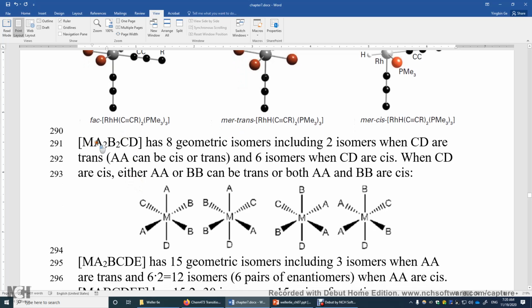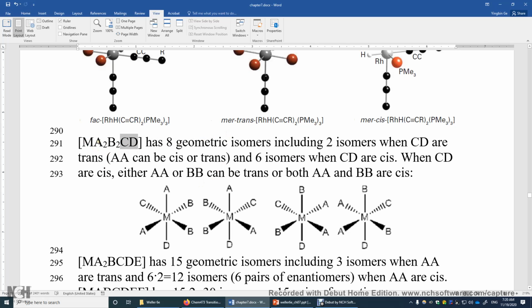And let's get back to this. Okay, I just talked about MA3BCD, but now let's talk about MA2B2CD. This one has 8 geometric isomers. So how do we count the number of geometric isomers properly for such a complex structure? Well, first, you can just look at the C and D, and you can put these 2 on the trans positions.